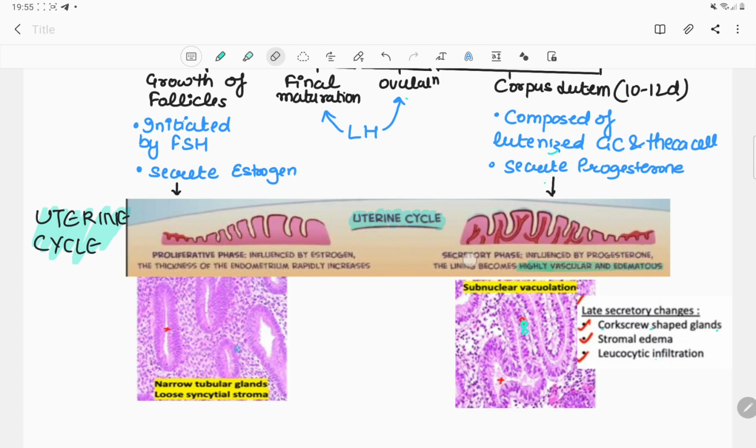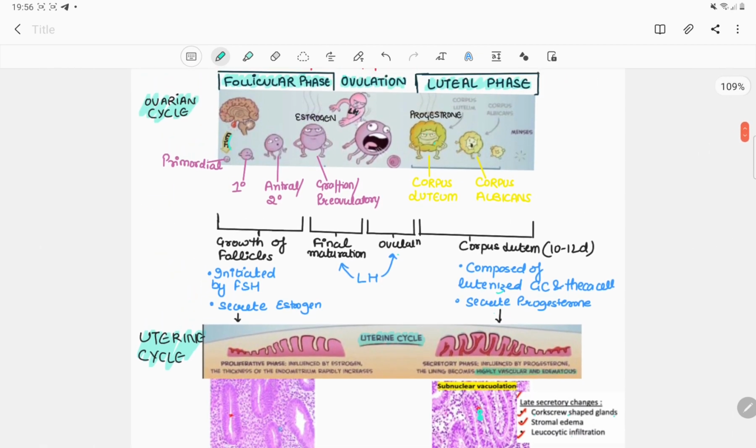And if we discuss the secretory phase, it is influenced by progesterone secreted by the corpus luteum. In this, the lining becomes highly vascular and edematous. And on histology, the first change we will observe is subnuclear vacuolation, meaning there will be development of a vacuole beneath the nucleus. And late secretory changes will be corkscrew shaped glands, stromal edema, and leukocytic infiltration. So this was my ovarian plus uterine cycle.